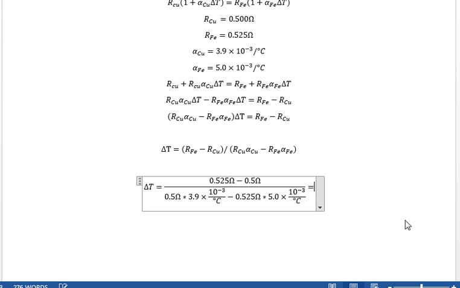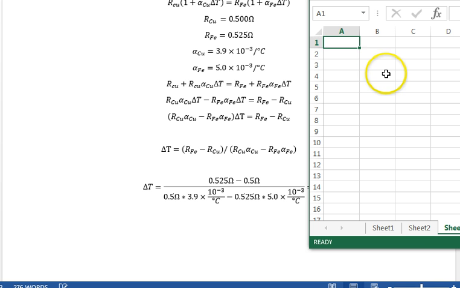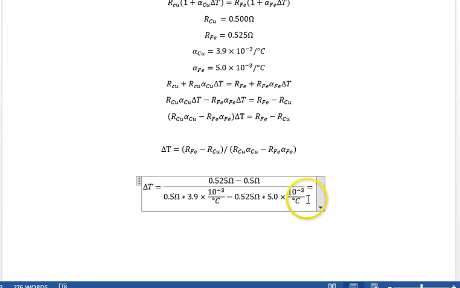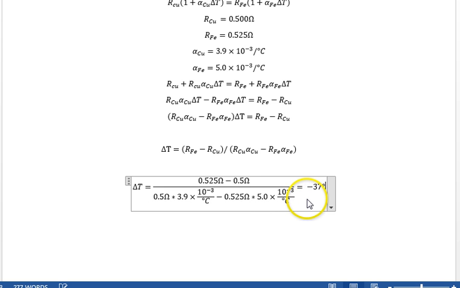All right. Let's see if we can actually manage to calculate this. I'm going to do the numerator and denominator separately. 0.525 minus 0.5. Okay, denominator: 0.5 times 3.9 e minus 3 minus 0.525 times 5 e minus 3. All right, so it equals the ratio of those two, minus 37. So delta T is minus 37 degrees C.